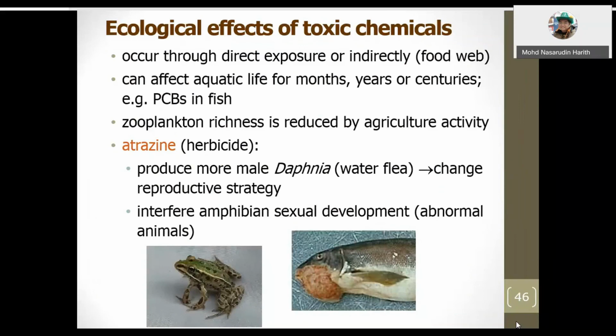The ecological effects of toxic chemical can occur through direct exposure or indirectly through food web. They can affect aquatic life for months, years, or centuries. For example, PCBs in fish. The zooplankton richness is also reduced by agriculture activities. For example, the herbicide called atrazine. The effects are the production of more male daphnia and led to change in reproductive strategy. This herbicide can also interfere amphibian sexual development and can cause the forming of abnormal animals.